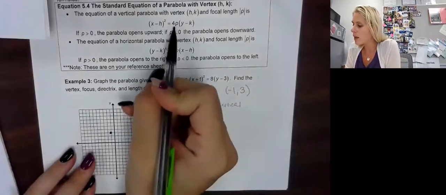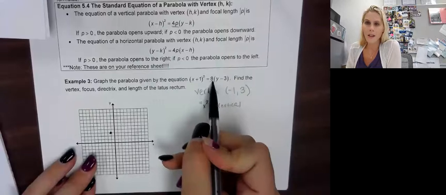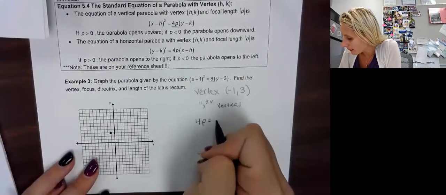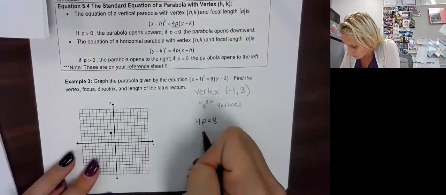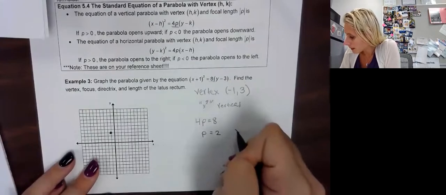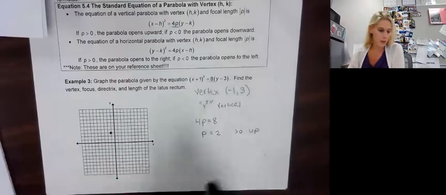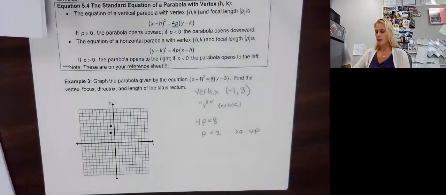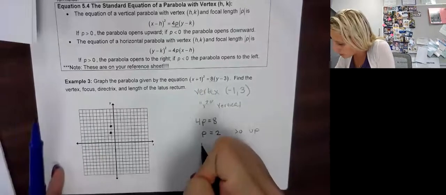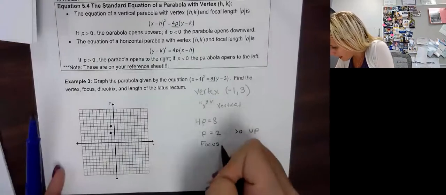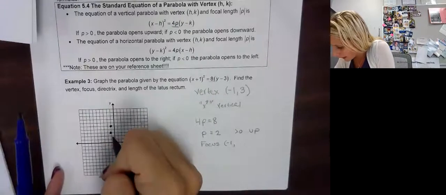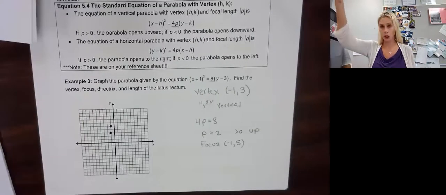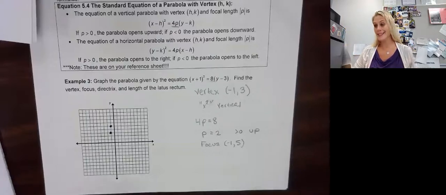Keep that in mind as we go. Next thing I want to keep in mind here, 4p is what's in front of the parenthesis there. So I can say that 4p equals 8. So when I solve, p equals 2. Now, because it's greater than 0, it opens up. So I'm going to go up 2 from the vertex. Now that tells me that the focus is at the point (-1, 5), count it up. Well, if we know the focus is up 2, then the directrix is down 2.